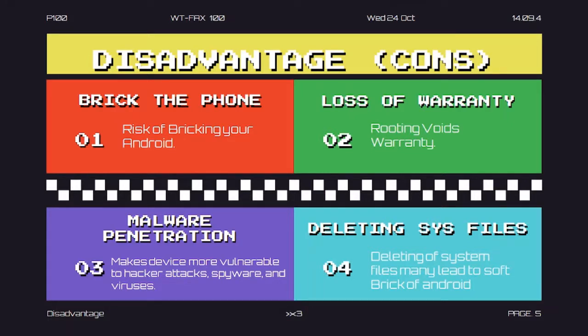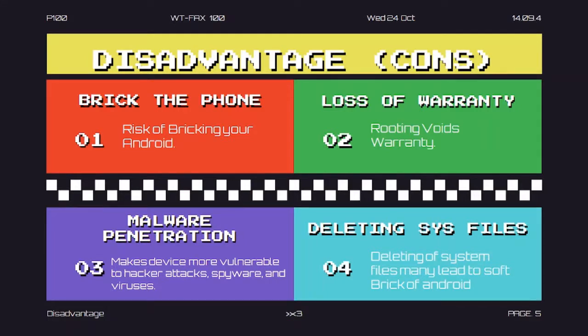Next is loss of warranty. Rooting voids the warranty, to be honest. Mostly, when you root your phone and something goes wrong, and if they find out it's rooted, they will not give you the warranty for that.